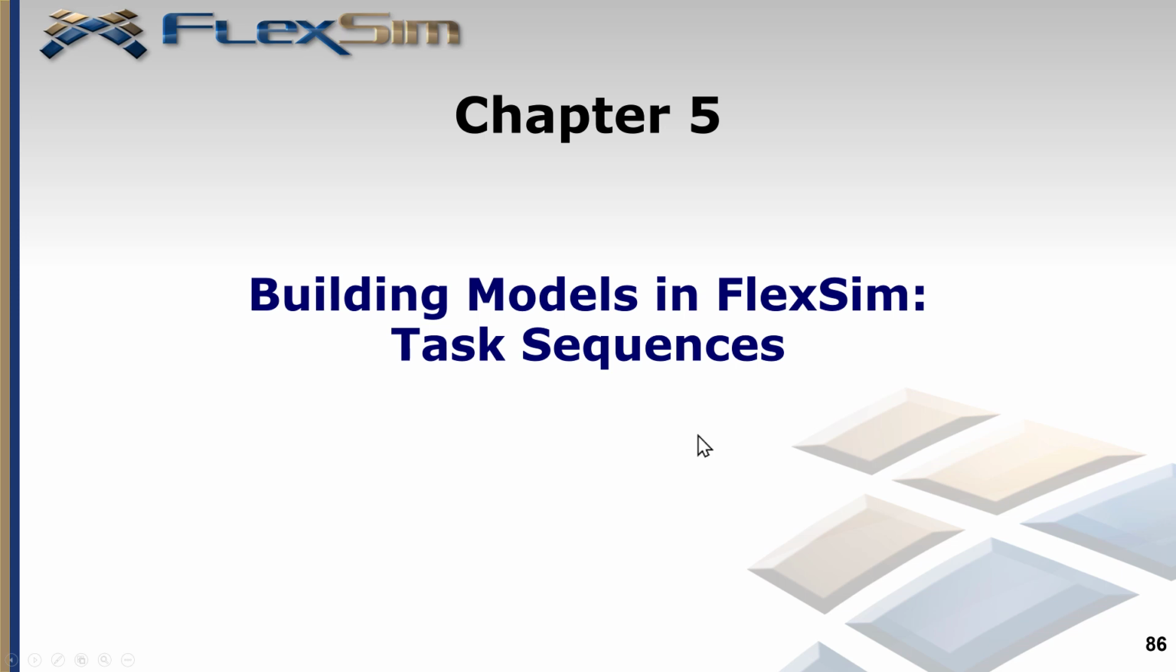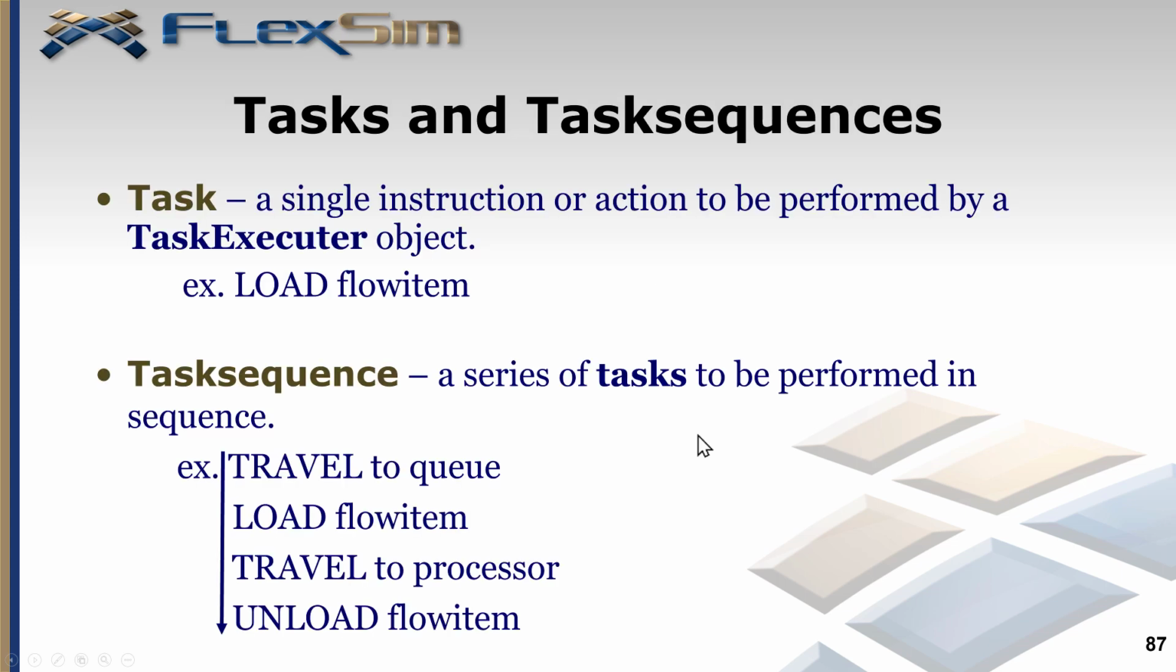Today we will begin by talking about a very powerful and useful feature within the software known as task sequences. Task sequences are the mechanism by which mobile resources like operators and vehicles are given instructions to carry out tasks, such as to load, travel, and unload. Mobile resources are called task executors in the software because they, as the name suggests, execute task sequences.